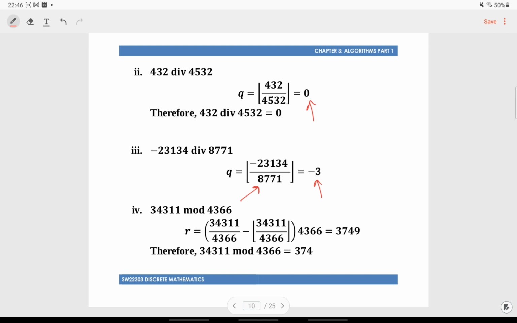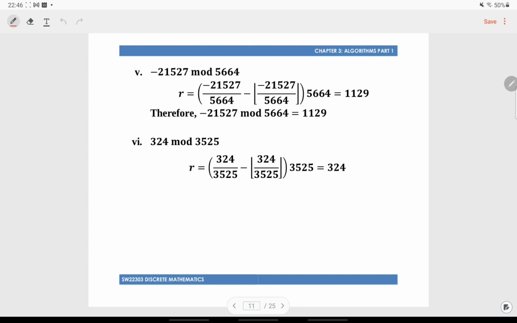For the fourth question, we have 34311 mod 4366. This operation is looking for the remainder, so you simply use this formula to find the remainder. So n over d, and then we subtract the floor of n over d, and the value inside the parenthesis we multiply with d, so that we obtain the value for the remainder. The outcome is 374.